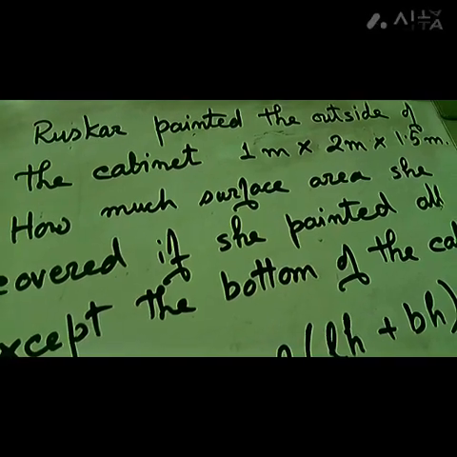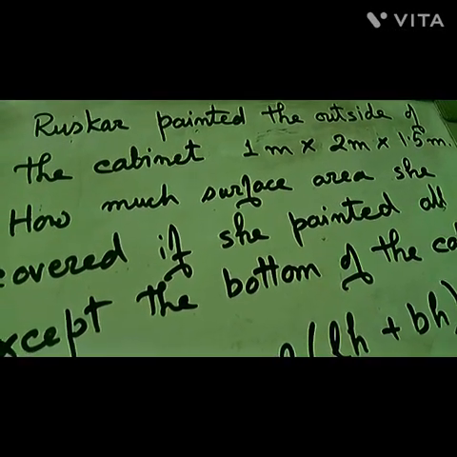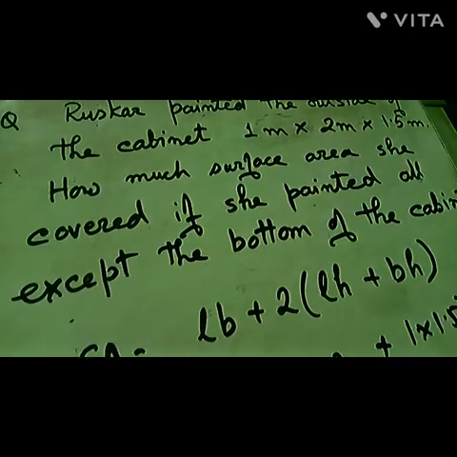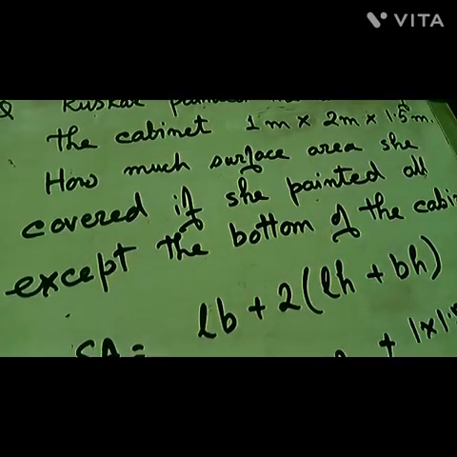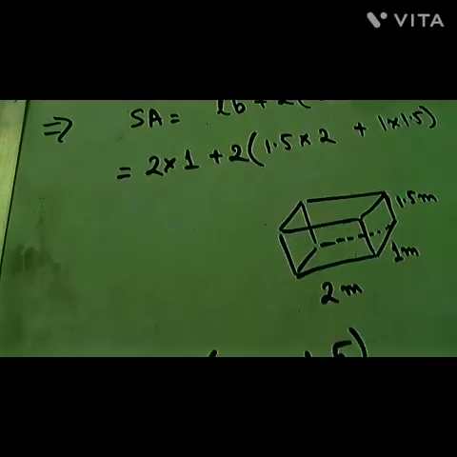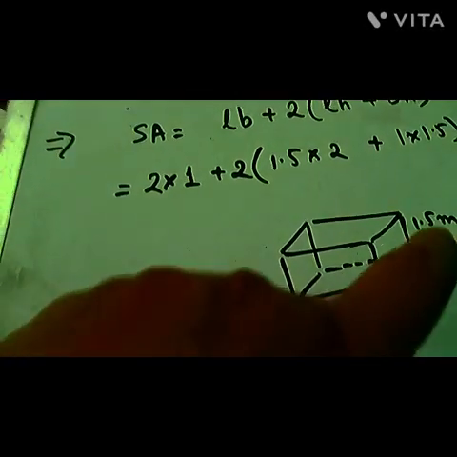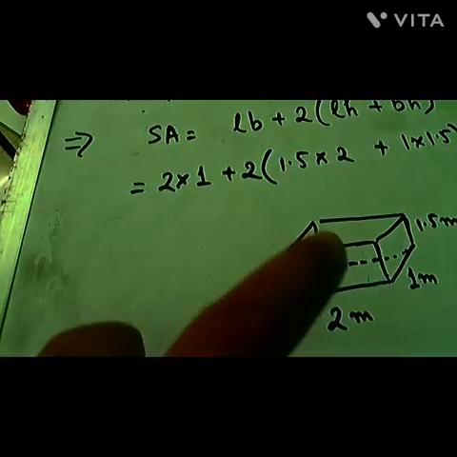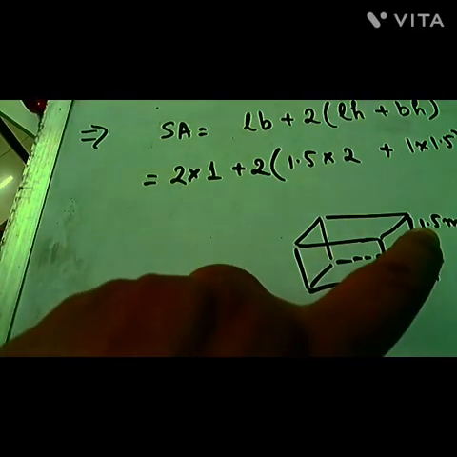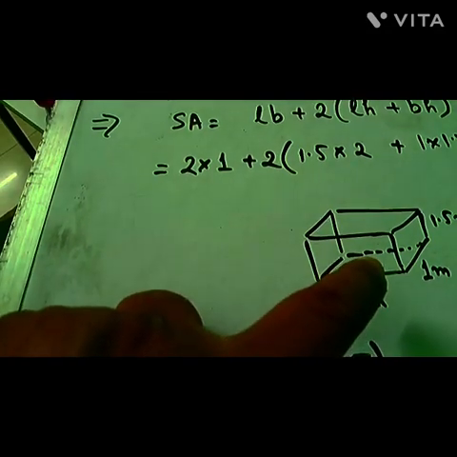So moving to the next question: Rusker painted the outside of the cabinet, 1 meter into 2 meter into 1.5 meter. How much total surface did she cover if she painted all except the bottom of the cabinet? So this is a cabinet. Length is 2 meter, breadth is 1 meter, and height is 1.5 meter. So how many surfaces are there? This one surface is one surface, this one surface is one surface, and top and bottom. But the bottom is not to be painted.